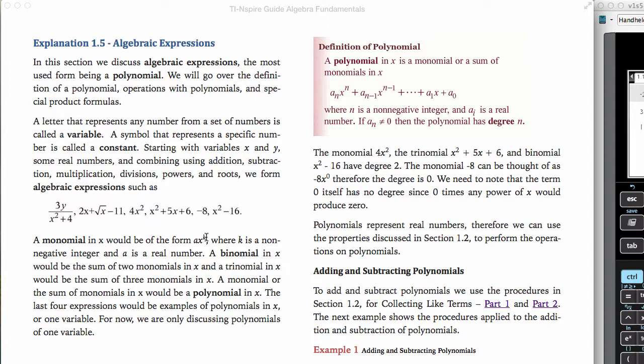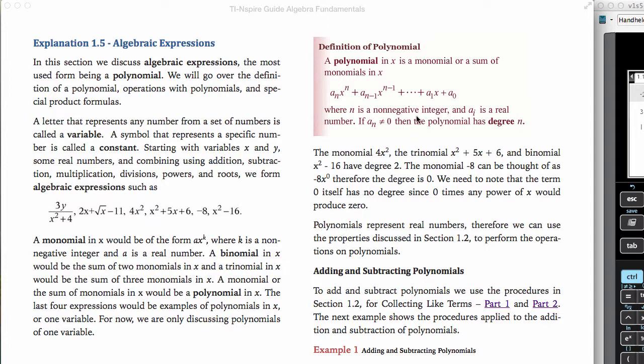If we just have one term, it's called a monomial. If we have two terms, it's called a binomial. And if we have three terms, it's called a trinomial. All of these together are called polynomials. So a polynomial can be a monomial, a binomial, a trinomial, or more terms.